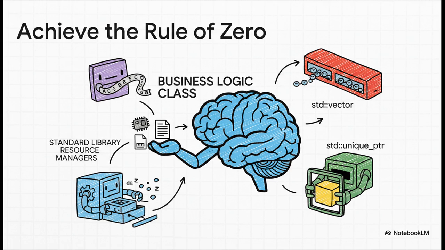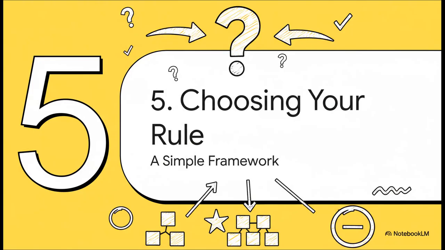You delegate. Instead of doing the dirty work yourself, you use specialized classes from the standard library that are built for resource management. Things like smart pointers and standard containers. These things are written by experts, and they already follow the rule of 5 perfectly, so you don't have to. Okay, so we've got 3, 5, and 0. With all these rules floating around, how in the world do you know which one to use?